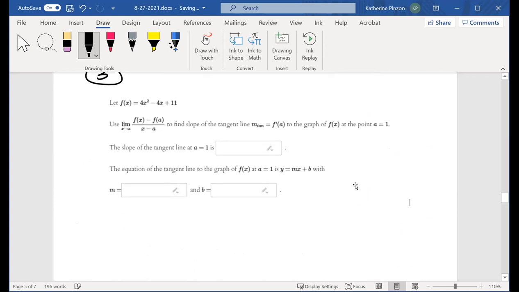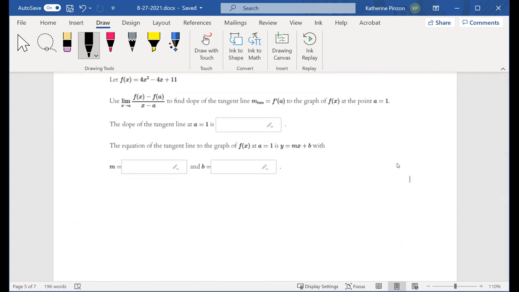Let f of x equal 4x squared minus 4x plus 11. Use this definition, this is that other definition of the derivative, to find the slope of the tangent line to the graph at the point a equals 1. If I'm going to use this definition at the point a equals 1, then I'm going to do limit as x approaches 1, that's my a value, f of x minus f of 1 over x minus 1.